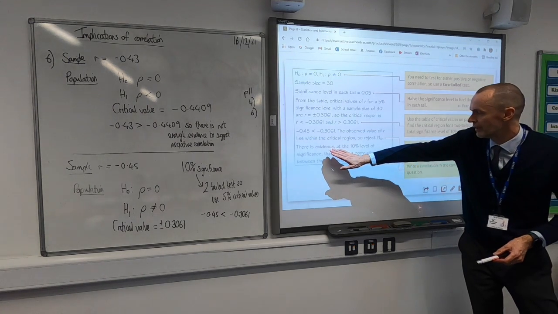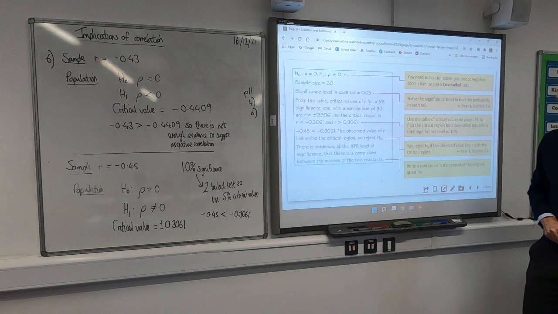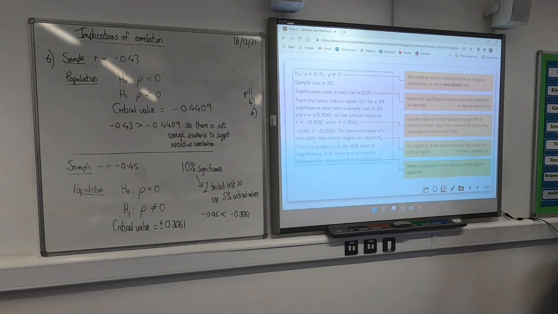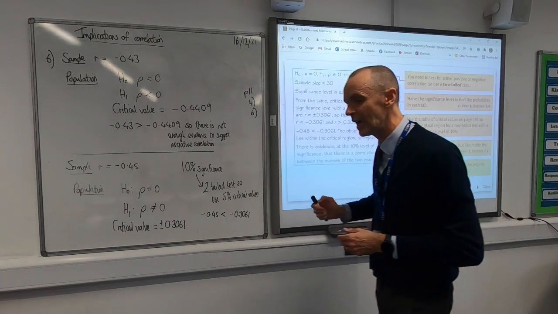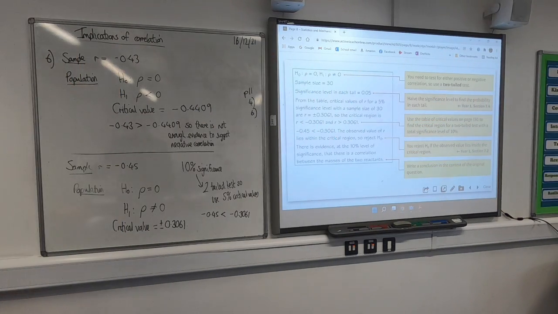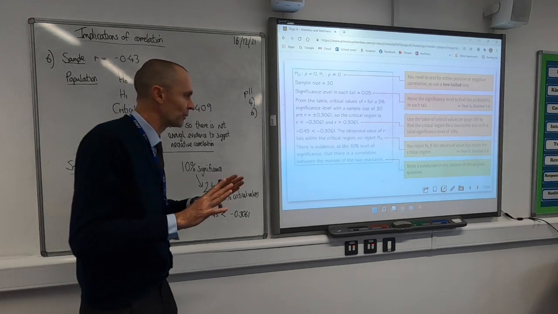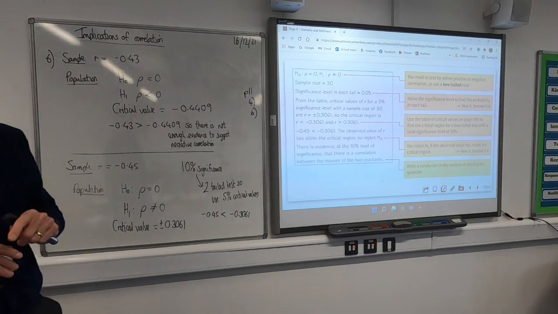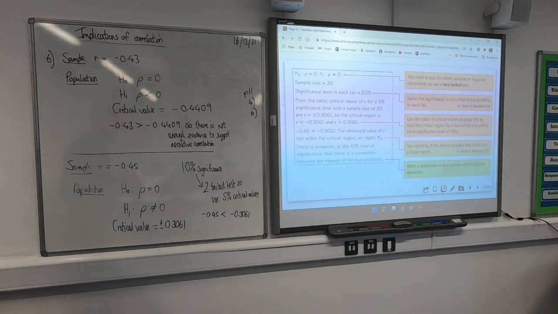So there is evidence at the 10% level of significance that there is a correlation. So we can reject the null hypothesis. We do have evidence of a correlation. It's evidence of a negative correlation, but we're not worried about that. What we're just worried about is the fact that we have shown that there's a correlation rather than no correlation.